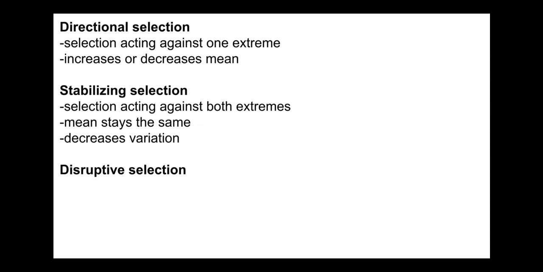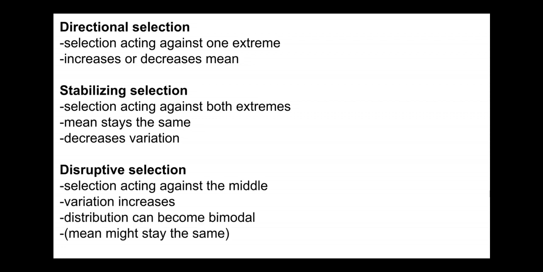Disruptive selection is the opposite of stabilizing selection. It's selection against the middle. It increases variation, and it can even create a bimodal distribution. One thing with bimodal distributions is that the mean can actually stay the same, but the standard deviation increases.